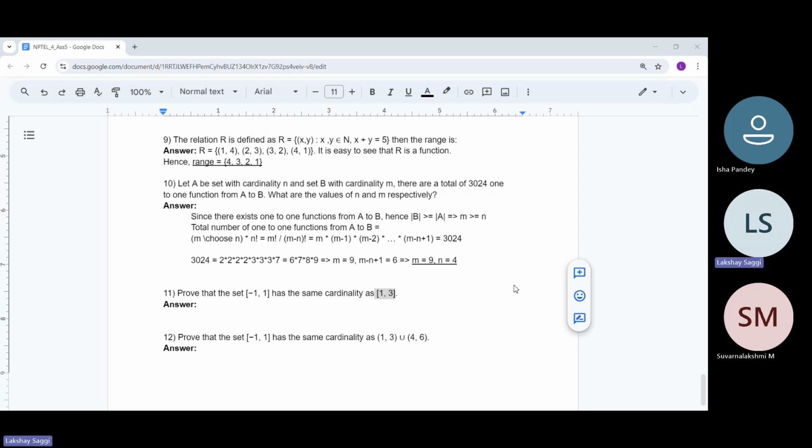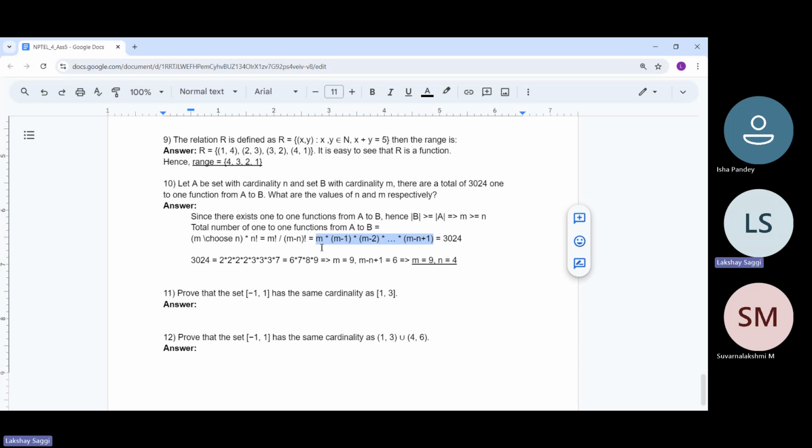Isha is typing something in the chat. Okay, so Isha is asking how do we get m equal to 9 and n equal to 4? So we had the total number of one-one functions from A to B equal to m times (m minus 1) times (m minus 2) till (m minus n plus 1). So this was the total number of one-one functions from A to B.